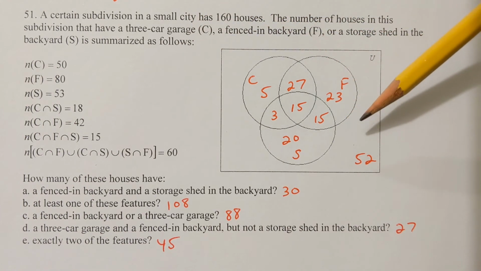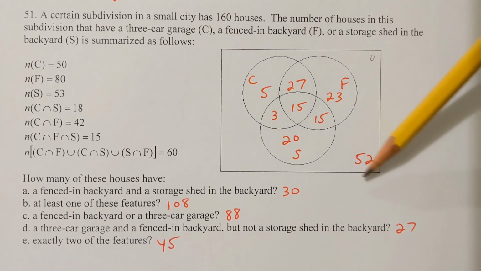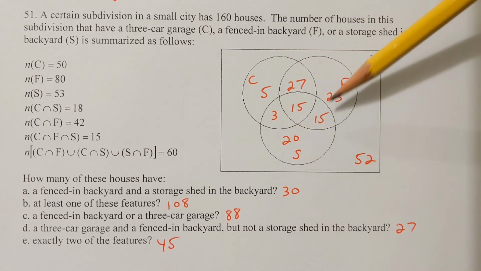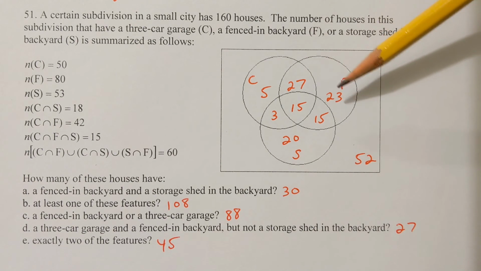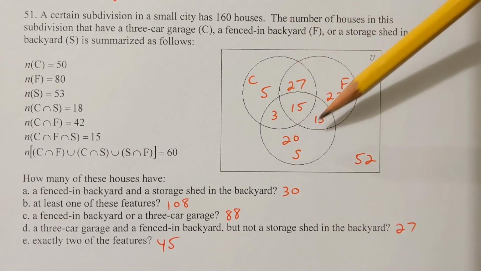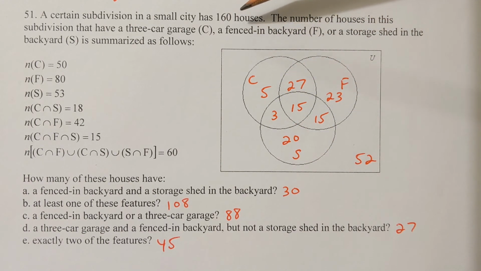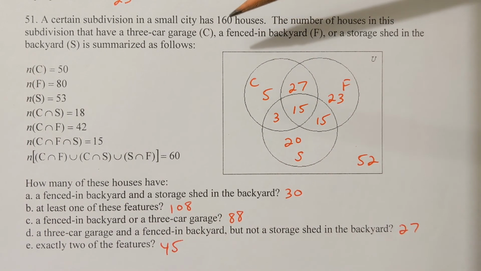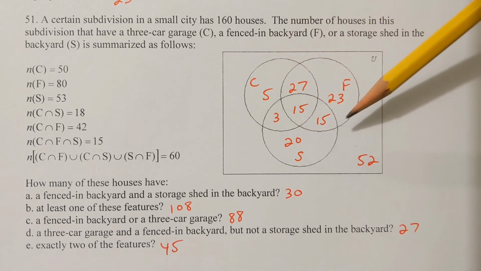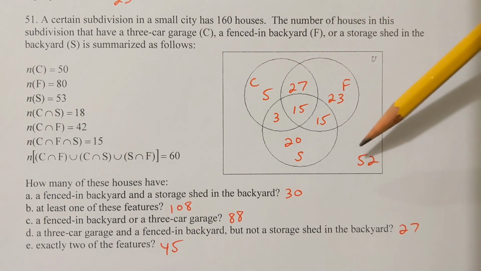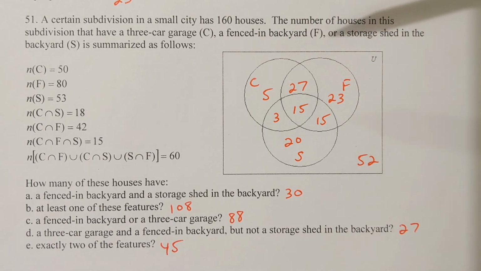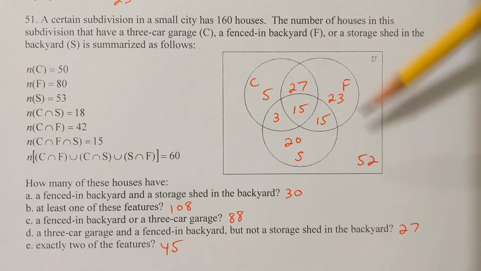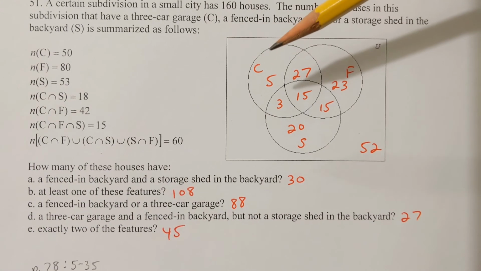Now again, don't forget about this number out here. If I were to add these 7 numbers, I should have 108 total. Now they said that there's 160 houses in the subdivision, so I've only looked at 108 out of 160. That would mean that 52 houses have none of these 3 categories. And there I've got all 160, and so I'm ready to answer the questions.